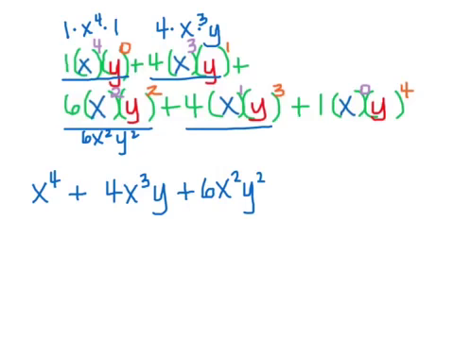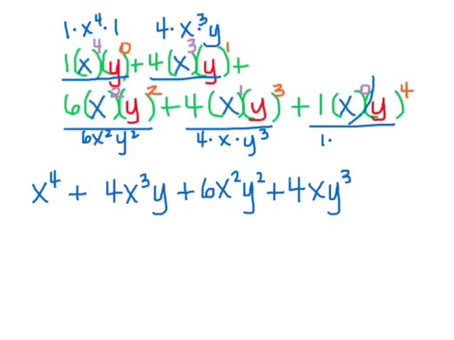Our fourth term is 4 times x to the first, which we could just write as x, and y cubed. So we'll write 4x y cubed. Our last term is 1 times, well, we've got x to the 0, which is also a whole number 1. Anything to the 0 is 1. And then we have y to the 4th. So that makes 1y to the 4th, which we can just write as y to the 4th power.